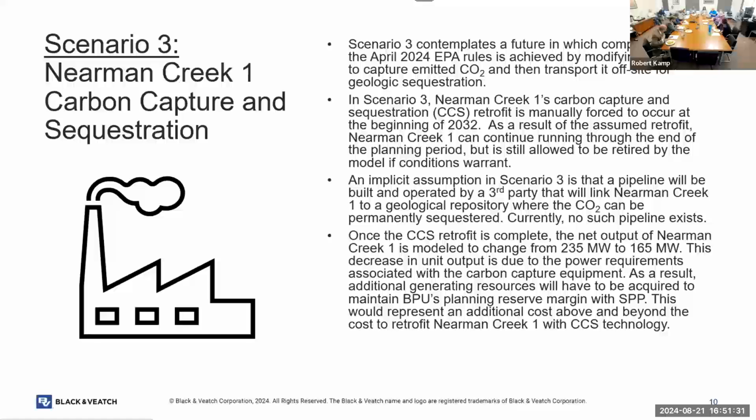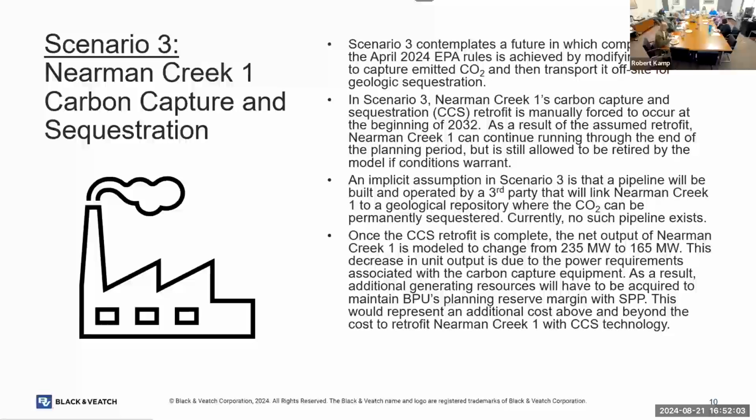So as a result of this retrofit, Nearman Creek One can continue running through the end of the planning period and beyond. That's what the EPA rule would allow. There's no enforced retirement date associated with a plant that has chosen to retrofit a carbon capture system. But again, within the model, there's an allowed decision where it could be retired if conditions warrant, following the retrofit.